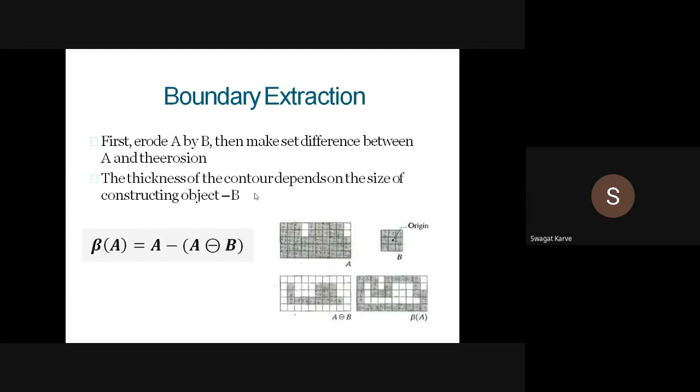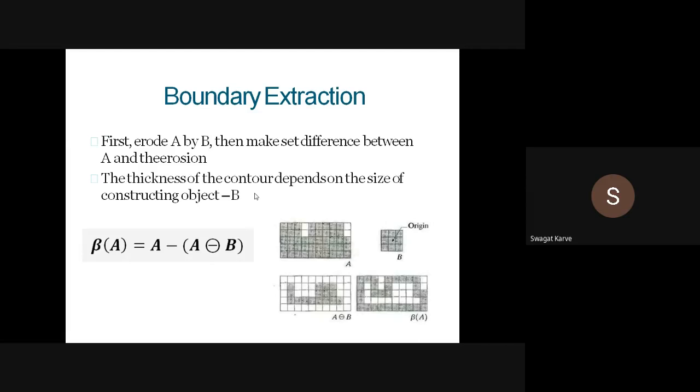Okay, now today we are going to discuss the very last point of this morphological image processing, that is boundary extraction. What are we doing in this boundary extraction process? There are also some steps involved. First, erode A by B, where A is the target element and B is the structuring element. Then perform the first erosion of A by structuring element B. This is the first step.